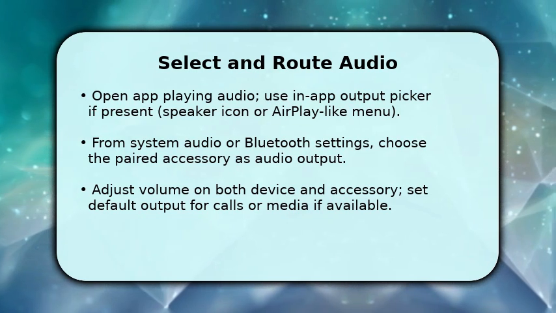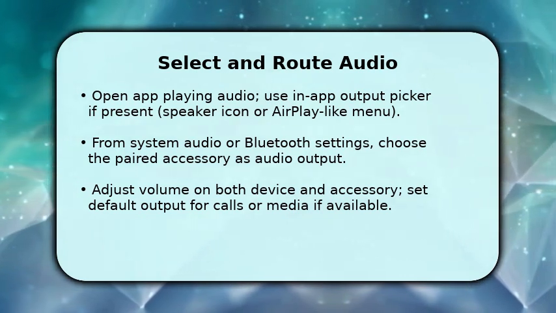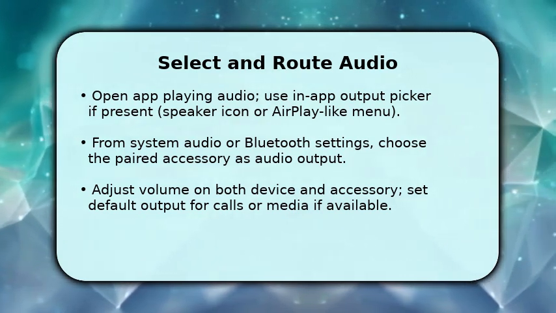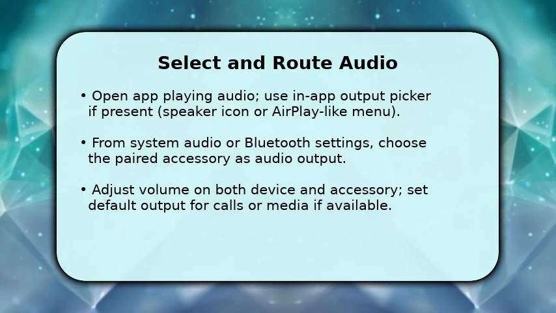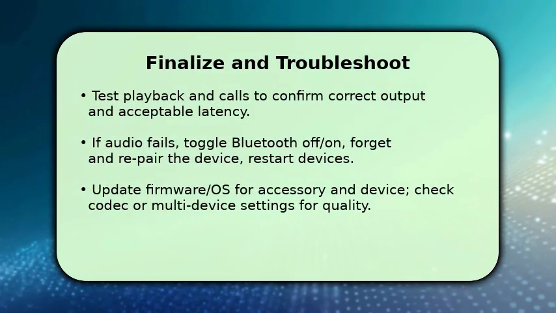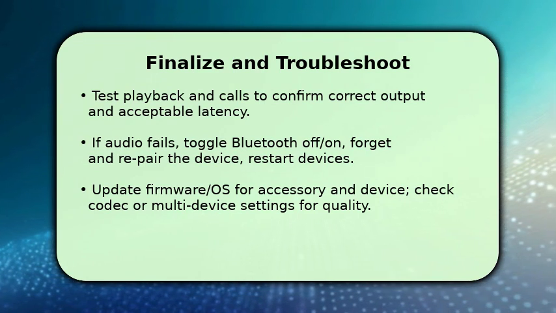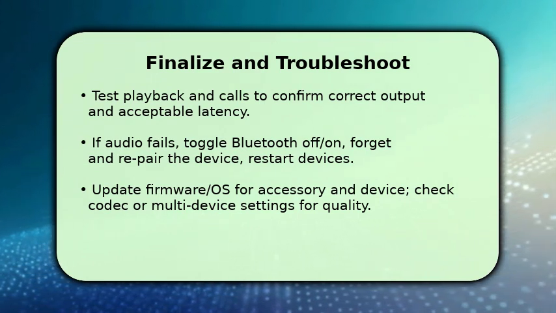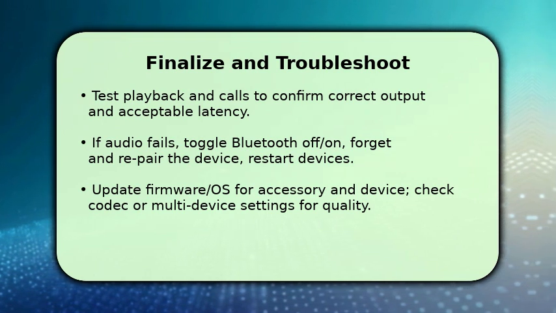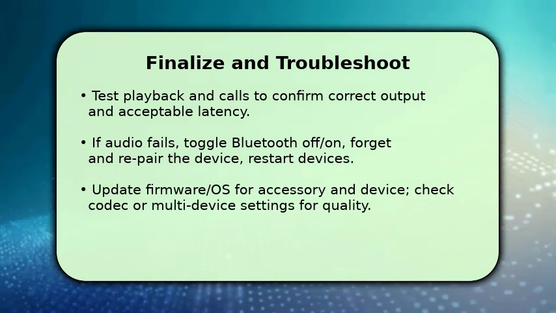Once the output is chosen, confirm media and call routing settings if you want one device for music and another for calls. Finish by testing with music and a quick call to verify the chosen Bluetooth output, noticing any lag or dropouts. If sound doesn't switch or is poor, first toggle Bluetooth off and on.